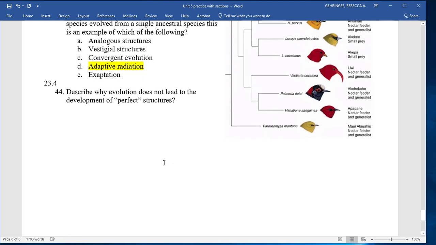Why does evolution not lead to the development of perfect structures? Well, natural selection can only work on existing variation. So that's probably a good answer for that. Honestly, I would never ask a question this broad on an exam because who knows what we would get, right? But probably the textbook answer for this is that natural selection can only work on existing variation. And then also mutations don't occur to meet a species' needs.